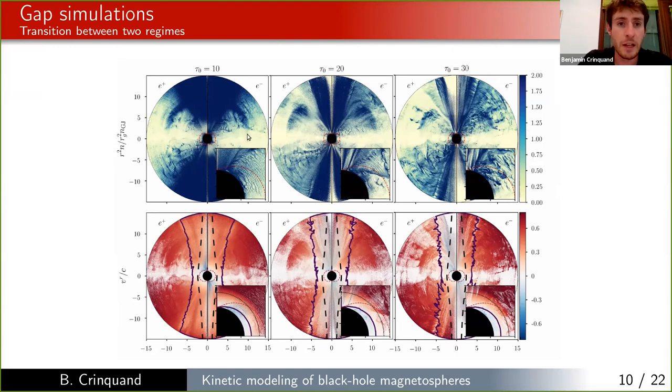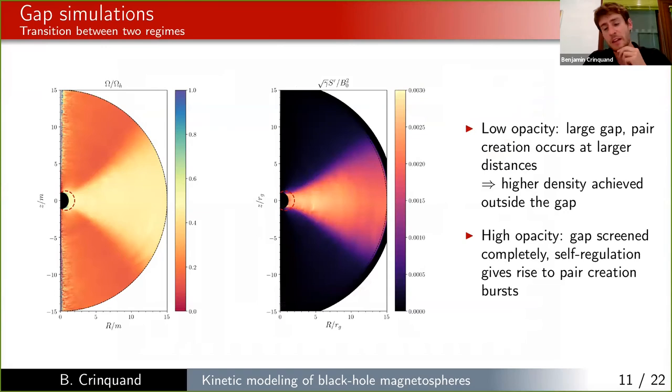Whereas on the left, you will have at large distance higher densities and a smoother profile. Whereas close to the black hole, there seems to be a gap in density. So what happens actually is that at low opacity, the interaction probability is lower. So particles are first able to accelerate to higher Lorentz factors. And then they enter the Klein-Nishina regime. And in this regime, the cross-section for inverse Compton scattering drops even more.